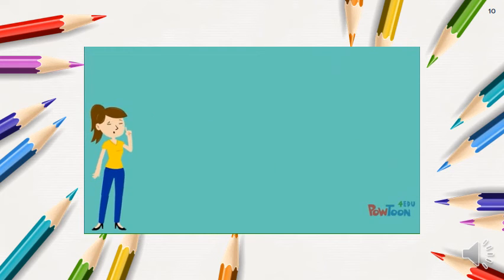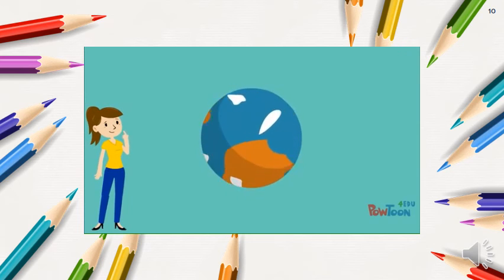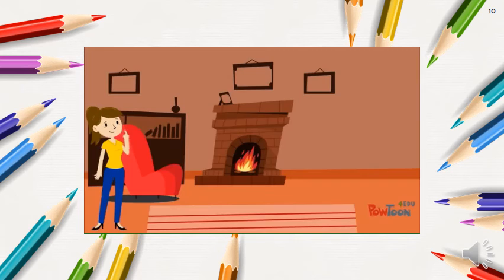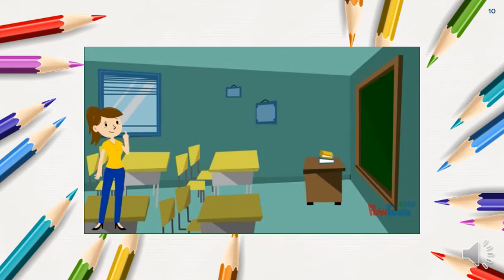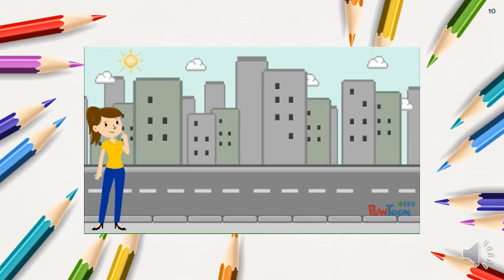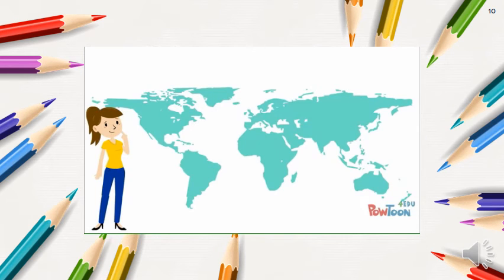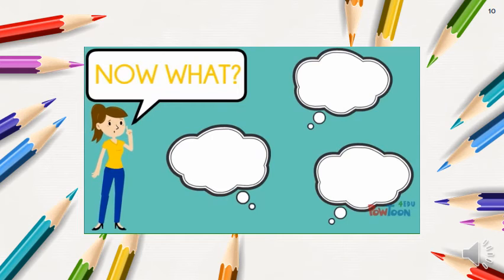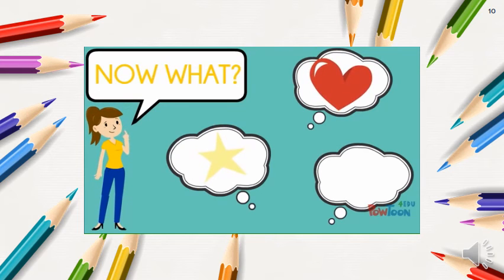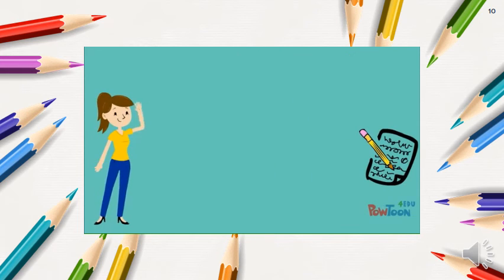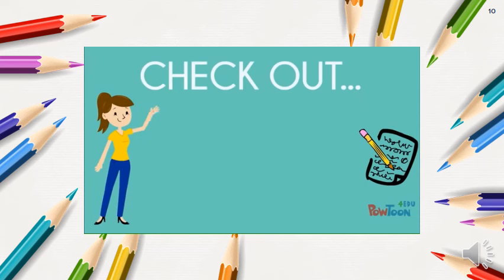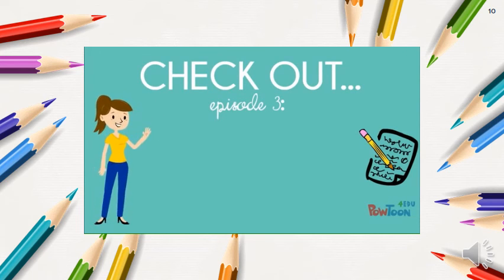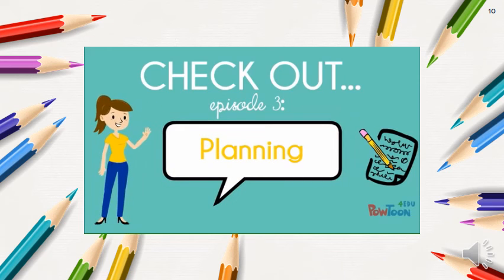If you have trouble getting started, you can think about things you want to change in different places. What do you want to change at home? Or in your classroom? At school? In your community? Or even the world? Once you've brainstormed a few different ideas, you're ready to choose which topic you want to write about. Think about which one you care about the most, or which one is the most important to you. Next, you're ready to make a plan. Check out episode 3 to see how you can begin planning your persuasive writing.